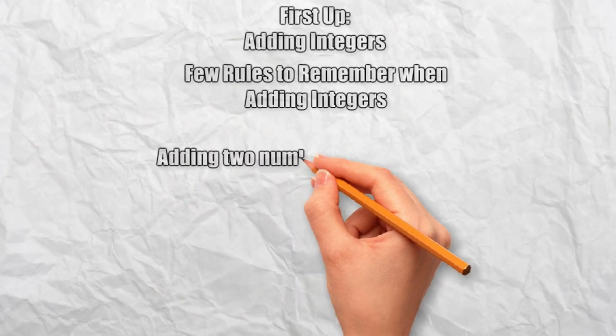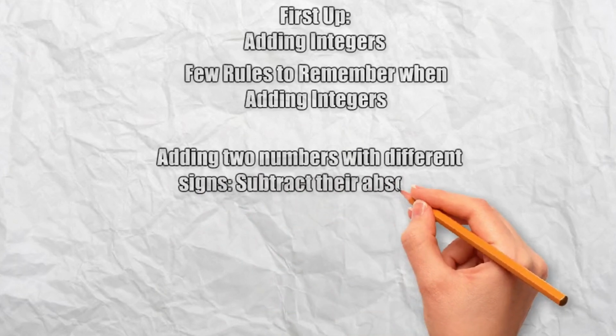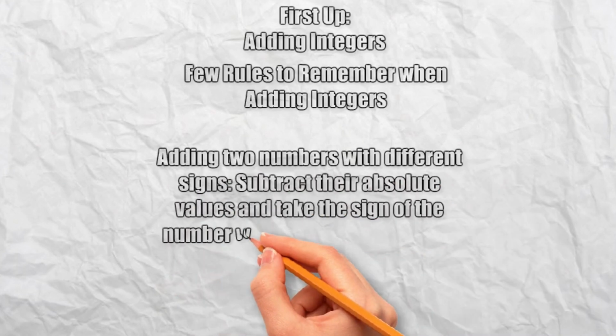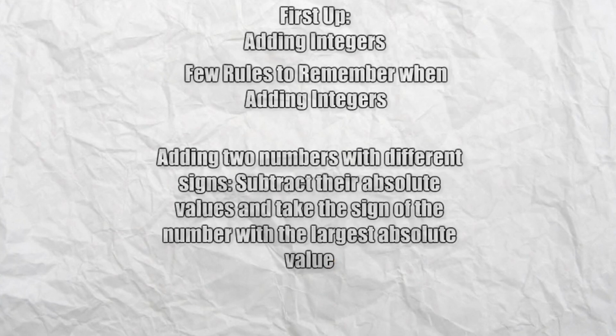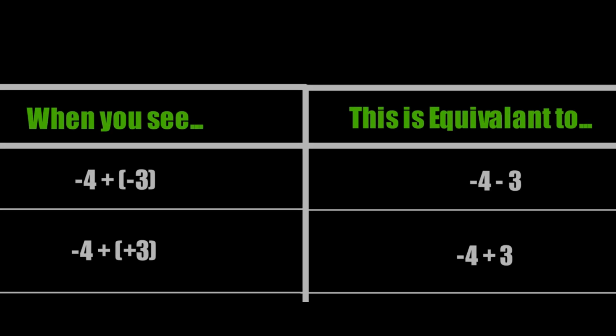And if you're adding two numbers with different signs, you subtract their absolute values and take the sign of the number with the largest absolute value. For example, -4 plus +3. This would turn to -4 plus 3, which means you're subtracting 3 from 4 and keeping the sign of the larger absolute value, which is -4. And -4 plus 3 is going to give us -1.